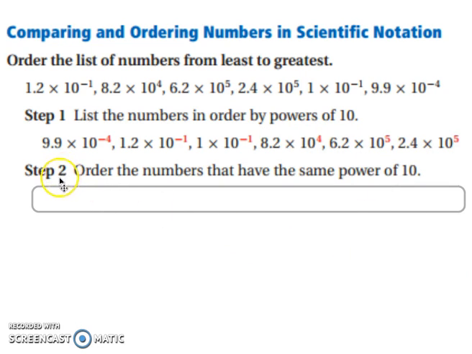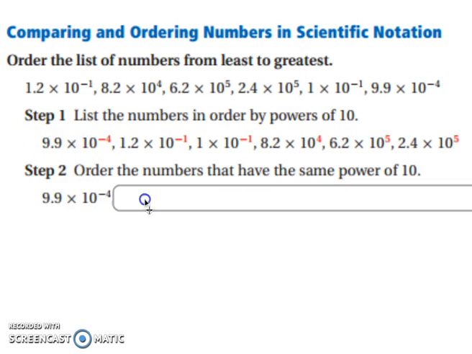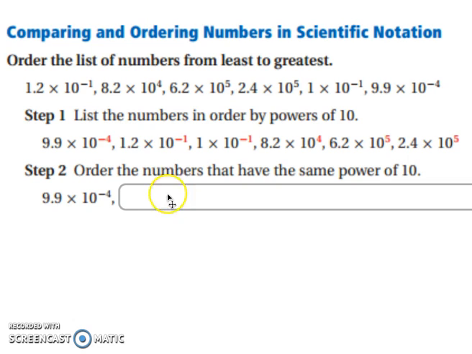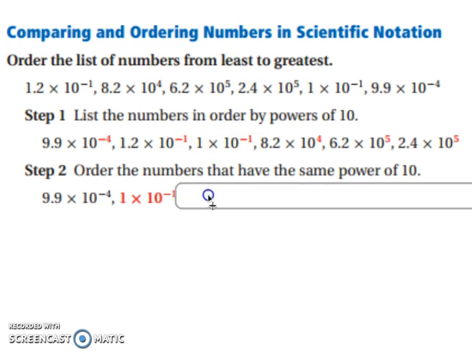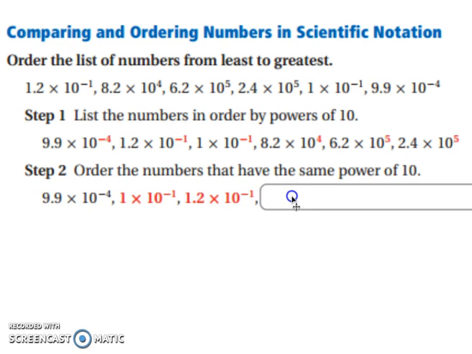Step 2. Order the numbers that have the same power of 10. So there's no other one with a power of -4, so that one's going to stay right where it's at. And now we want to look at, once again, we're going least to greatest. So we want the smallest one between these two here. And that would be the 1. So we have 1 times 10 to the -1 next. And then following would be 1.2 times 10 to the -1.